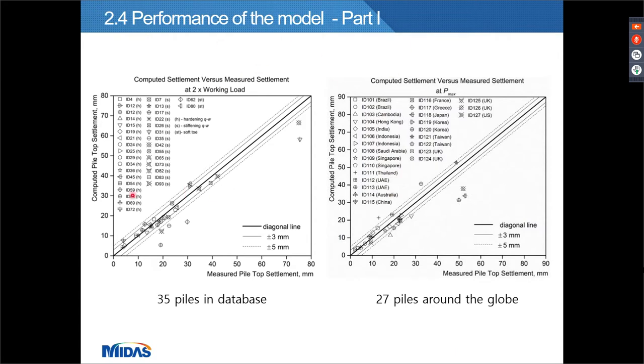Performance of the model. We compare the predicted pile top settlement against the measured pile top settlement at twice working load or at maximum test load for 35 piles in our database and 27 piles around the globe. The result shows that the model can predict the pile settlement to an accuracy of maximum plus minus 3 to 5 mm deviation. For most of the piles, the settlement can be predicted accurately.